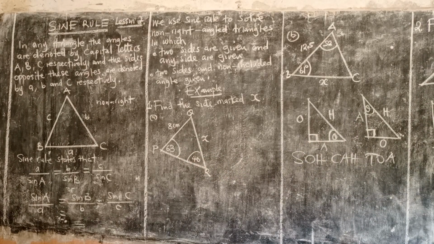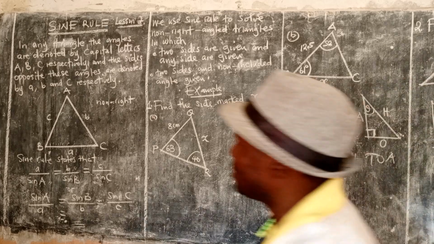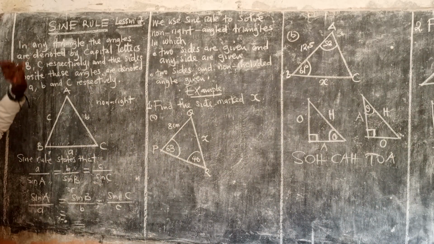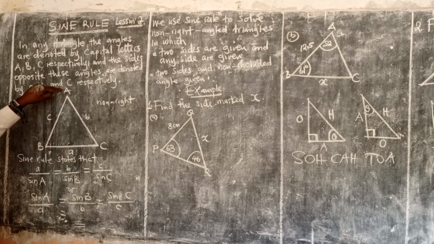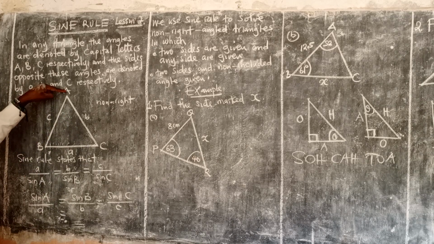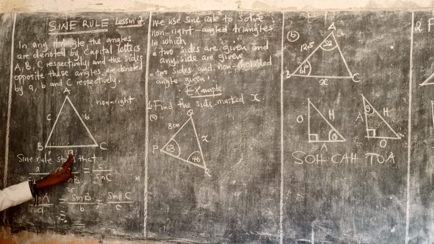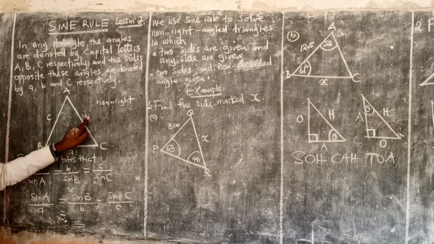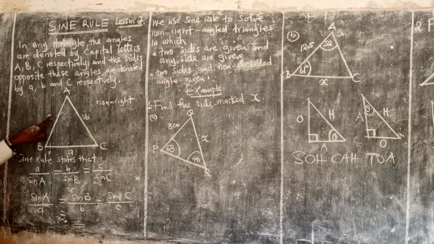Check the sides given, and from there you'll determine which of the 2 types of rules we use: the sine rule and the cosine rule. The cosine rule will come later, but today we'll look at the sine rule. In any non-right angle triangle, the angles are denoted by capital letters and the sides are denoted by small letters. This is angle A, where angle A faces is small a. This is B, where B faces is small b. This is C, where C faces is small c.